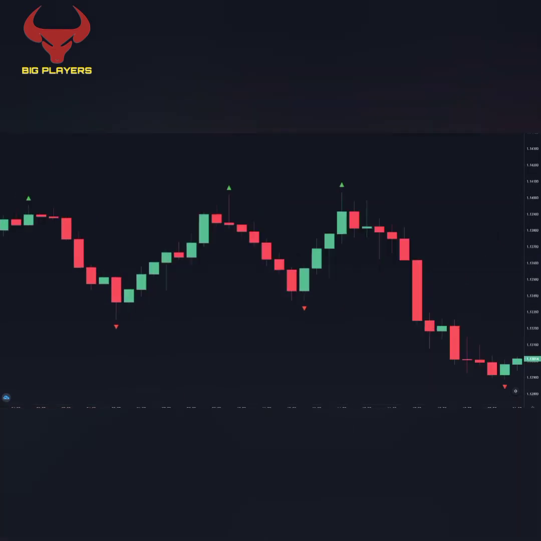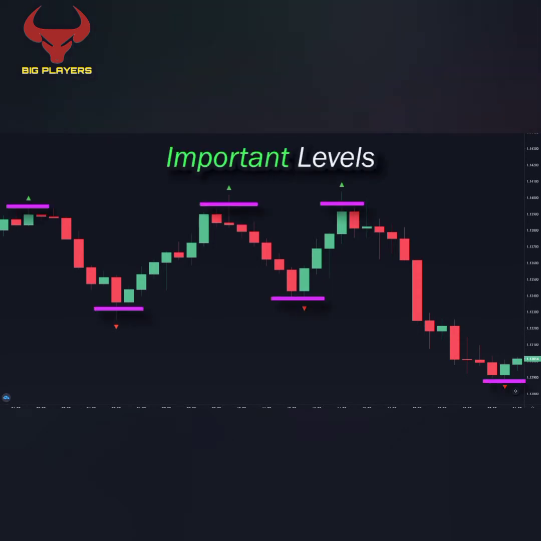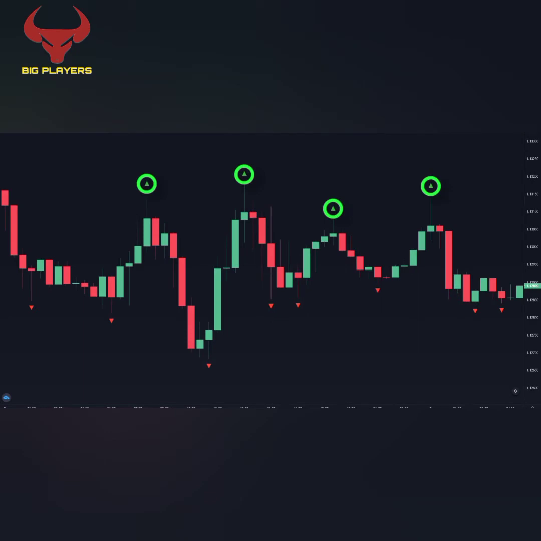The Williams Fractal, or the Fractal, is a very simple and useful indicator. It can help you make your job a lot easier by revealing important price levels on the market. And how it works is very simple. If a top fractal appeared, it indicates that the level can be a potential resistance. And if a bottom fractal appeared, it indicates that the level can be a potential support.